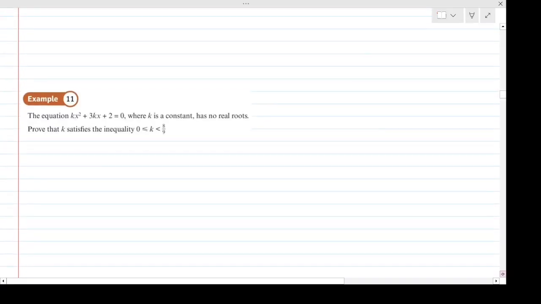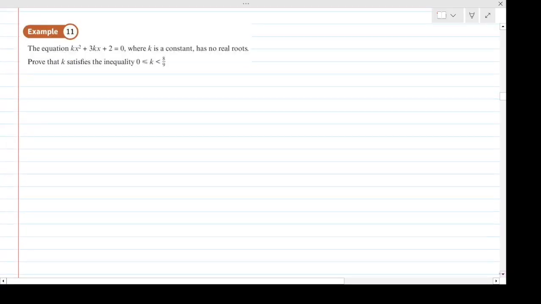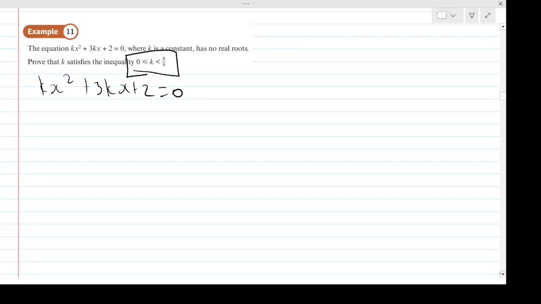Okay, this example then. We have the equation kx squared and 3kx plus 2 equals 0, and we are given it has no real roots. We then need to prove that k satisfies an inequality. Right, okay. So hopefully you've seen examples like this. I've done examples when we looked at discriminant, and in other chapters the discriminant does come up. So it's really good that you get an idea of how to solve questions like this because it's fairly common.